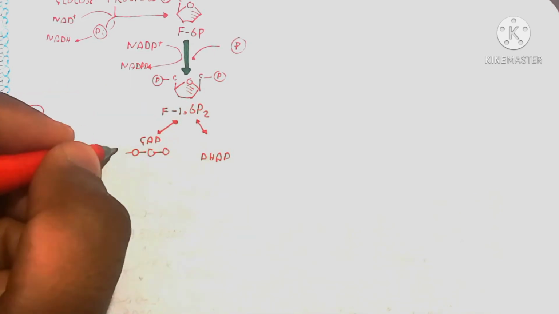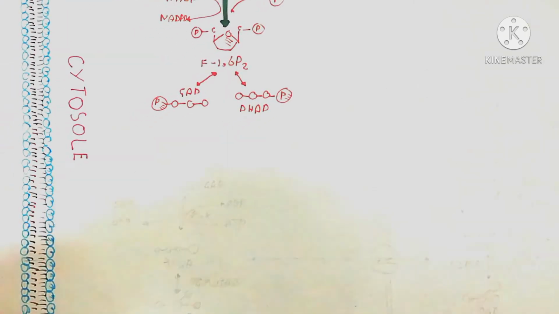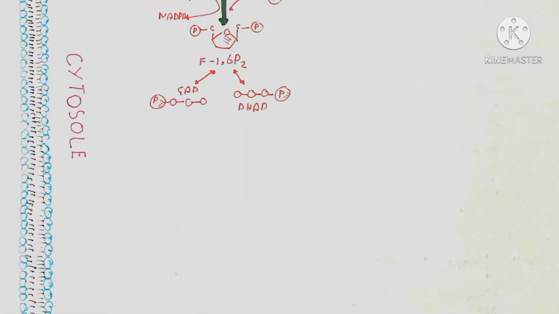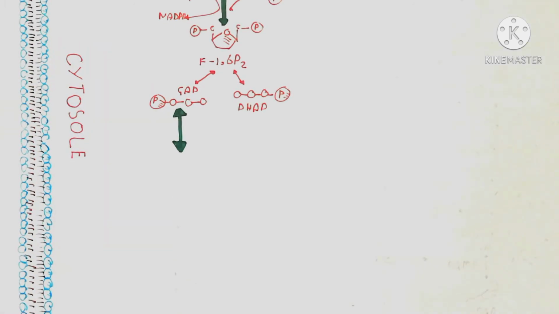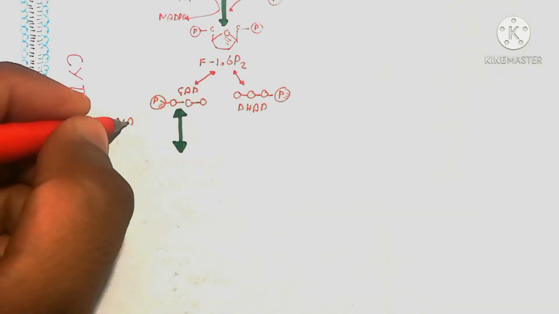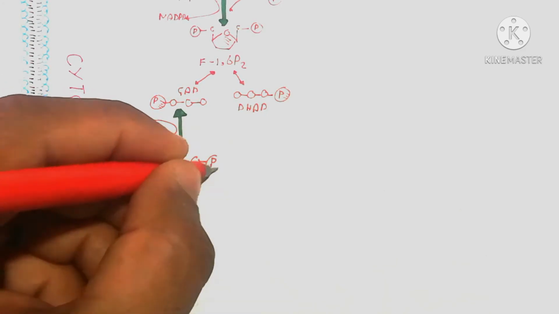So here the F6P is converted again by a dehydrogenase enzyme, the same reaction, to produce fructose 1,6 bisphosphate. So two phosphate groups are attached: carbon number 1 and carbon number 6 contain a phosphate group. Remember, this reaction is known as glycolysis.